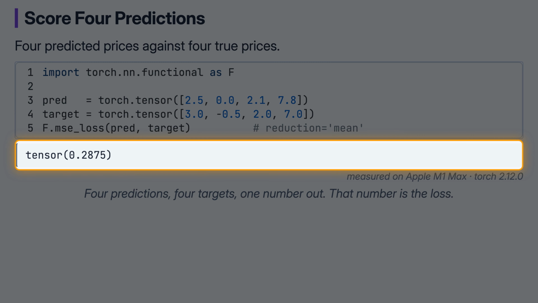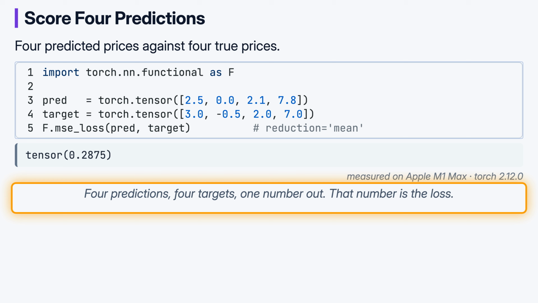And out comes tensor 0.2875. 4 predictions, 4 targets, one number. That number is the loss. So no matter how many predictions go in, mean squared error hands you a single score for the whole batch.